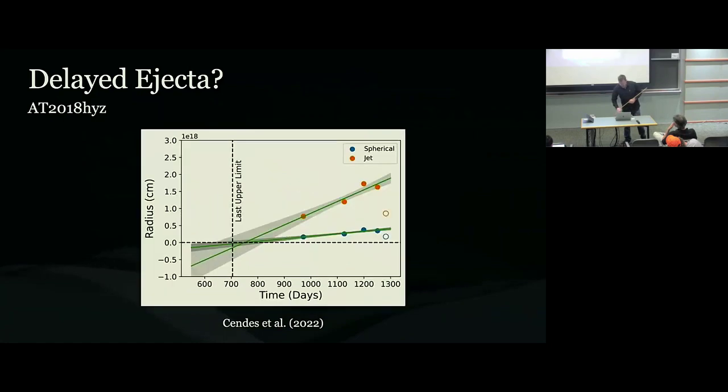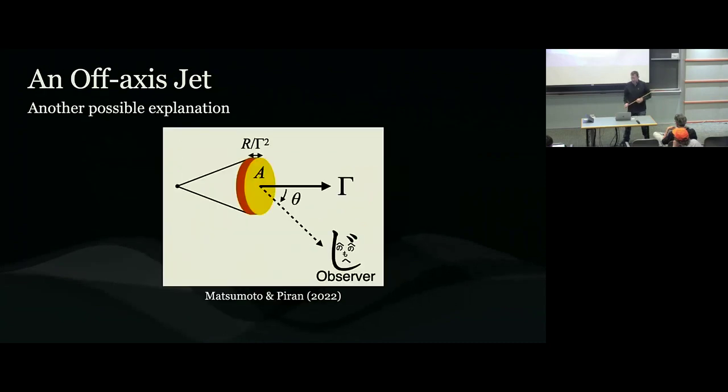And the analysis based on this data set suggests that maybe we're seeing a delayed ejecta. So this is also what we mentioned for 15LI, suggesting that maybe there is a delayed ejecta, but it's not really clear. Here it's a bit clearer case, I would say. But there is another suggestion. Matsumoto and Piran suggested that maybe we're seeing an off-axis jet.